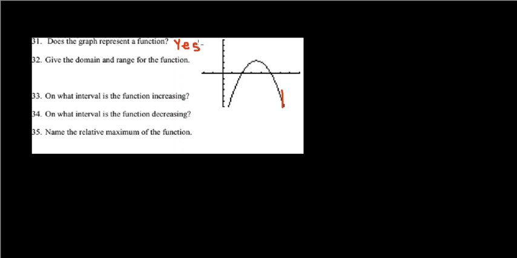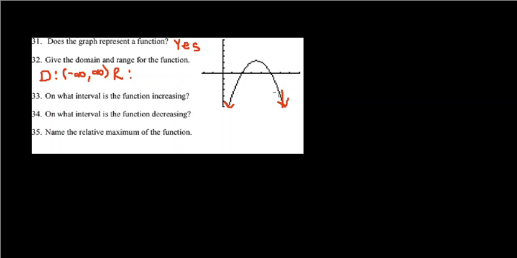Give the domain and range of a function. So the domain is, let's write D and R. So the domain is going to be the restrictions on the x-axis. And assuming this is a parabola, it's going on forever. Assuming this is a parabola, this will go on forever to the left and forever to the right. So that means there are no restrictions. So this means it's negative infinity to positive infinity.